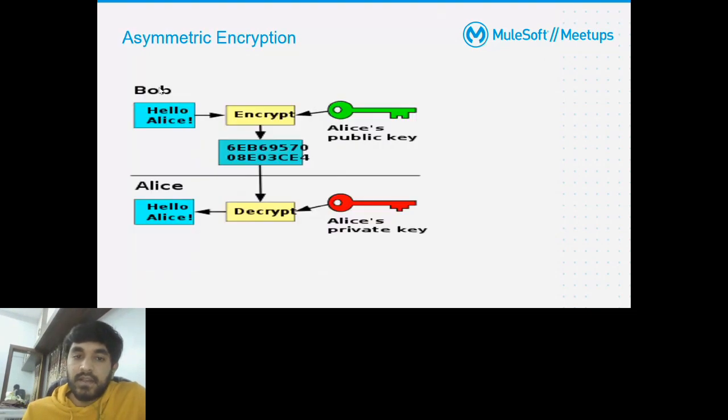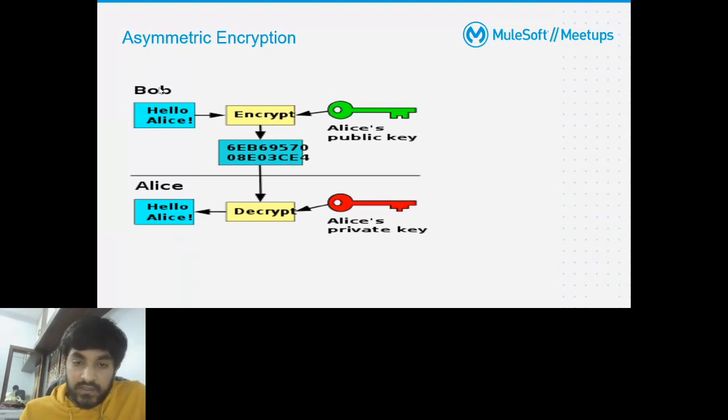That's symmetric. Now asymmetric encryption. Here we need the concept called digital certificates. A digital certificate will have a public key and a private key. It will have three things: certificate, private key, and public key, all in one set. So if you generate any digital certificate, you will have the certificate, private key, and public key.